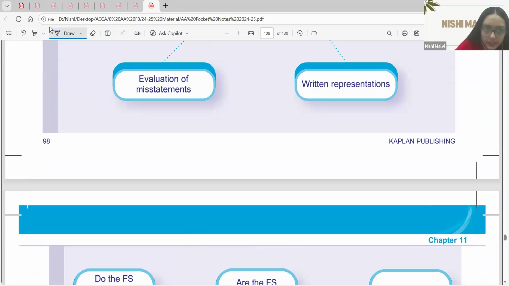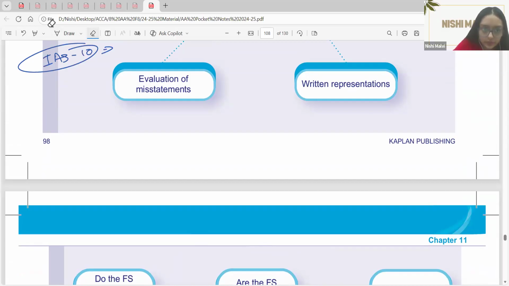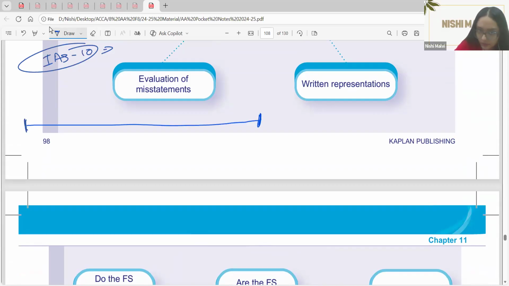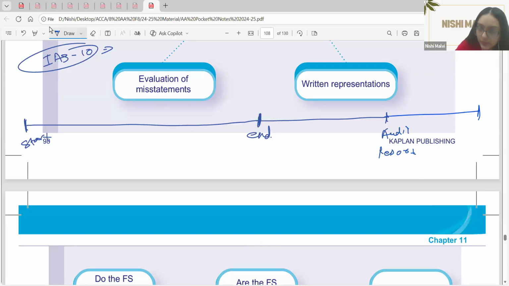See, as per IAS 10, subsequent events after the reporting period, this is a standard. Okay, let me show you this. This is the start of the period. This is the end of the period, end of the accounting period. And after the end, the auditor will check the statement. So during this period, the auditor will check. So the audit report is signed. And this is when it is published.